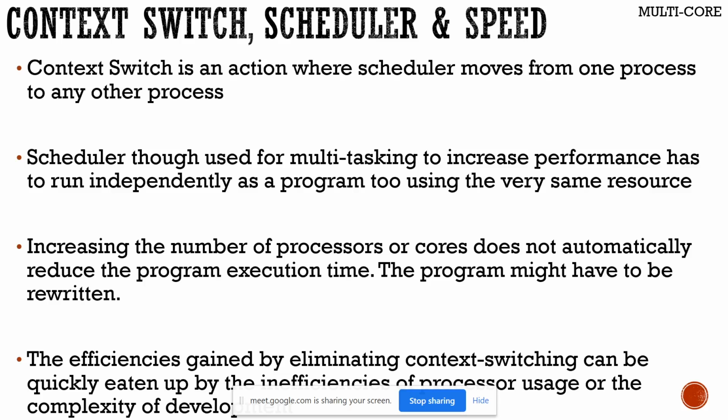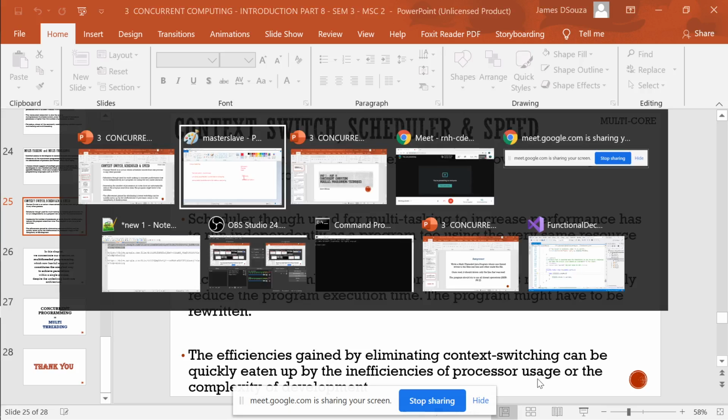You need to reduce the context switching between the two instructions or two threads or two tasks, and you need to make sure they are independent of each other and they're not talking to each other also. So there are so many things that a good parallel computing performance requires.